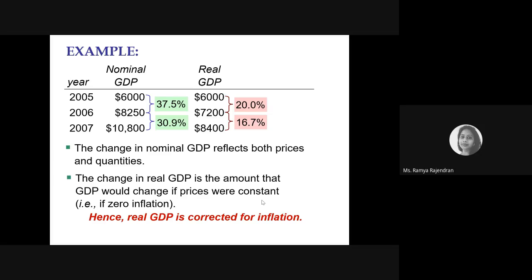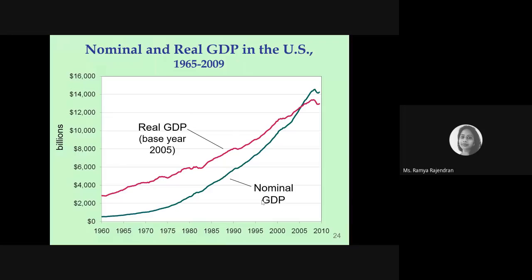I hope you are able to understand this concept. When you look at the nominal and real GDP in the US from 1965 to 2009, the real GDP is growing, and the nominal GDP is also getting higher, but both meet around 2005, and then real GDP tends to decrease, which means the US is having inflation recently.